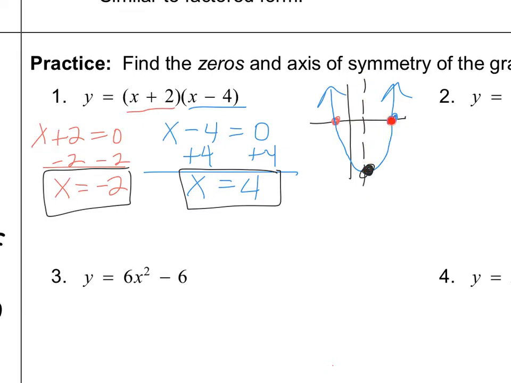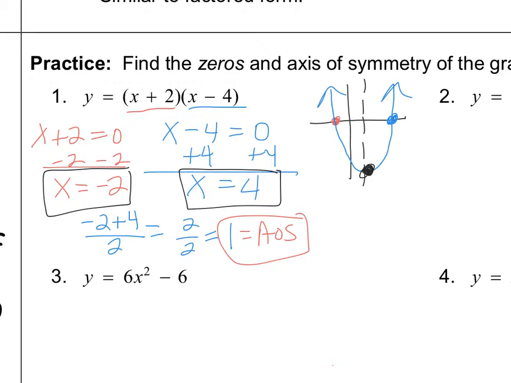So we know that the very middle of our 2 solutions is our axis of symmetry. So we're just going to add up our 2 solutions and divide by 2 to get this number. So we're going to say -2 plus 4 divided by 2. So -2 plus 4 is +2, divided by 2 equals 1. That's our axis of symmetry. Okay, so I know that my axis of symmetry is x equals 1.